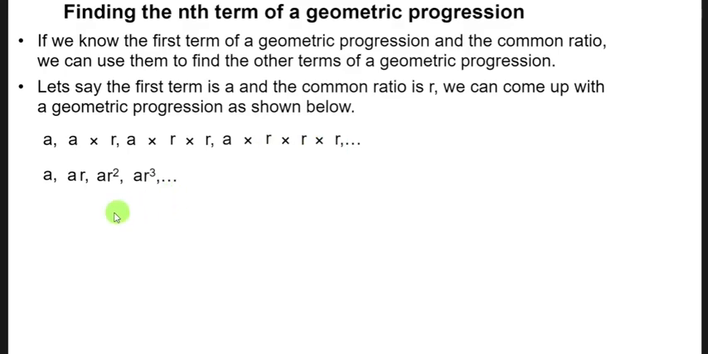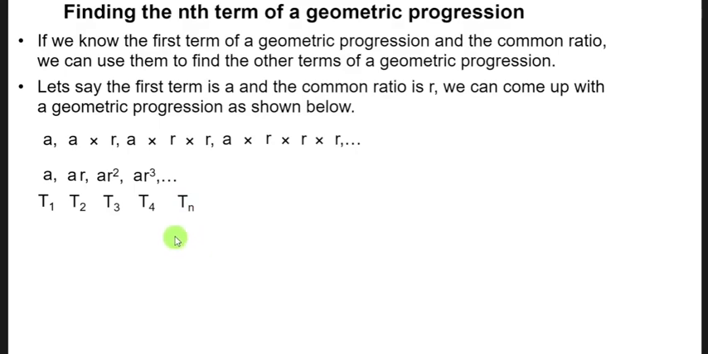And you'd realize that this a here is known as the first term, and then this ar is now the second term, and then this ar squared is the third term, and then this ar cubed is the fourth term, and so forth and so on. Now if we want to find the nth term.